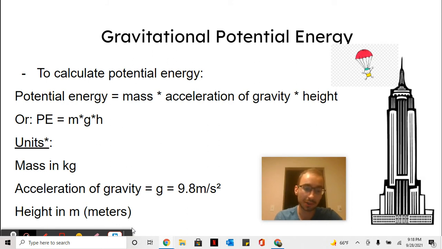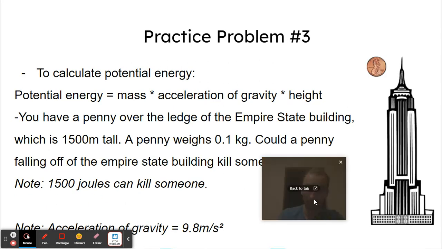And here are the units for each one. Mass is in kilograms, acceleration of gravity is always 9.8 on Earth, and height is in meters. And then remember, the energy, the final answer, will be in joules. Okay? Please pause the video now and write it down. Next, I have a problem for you.